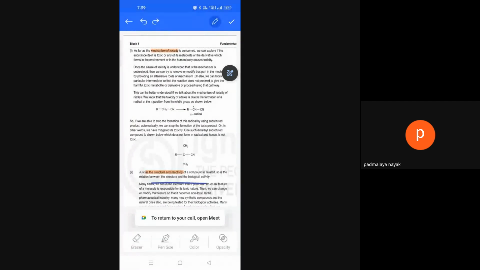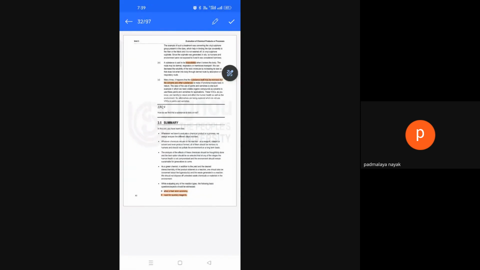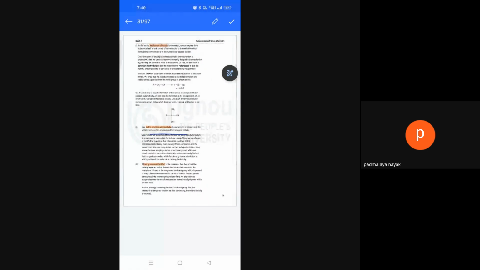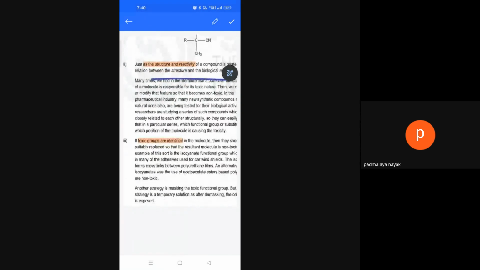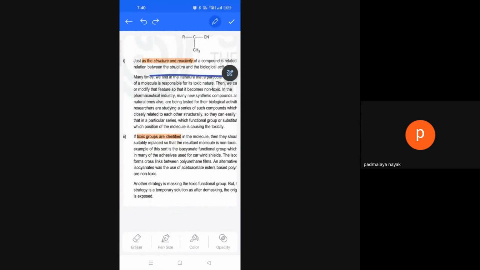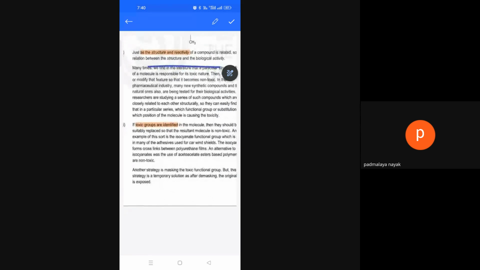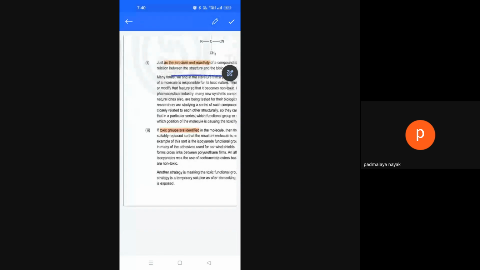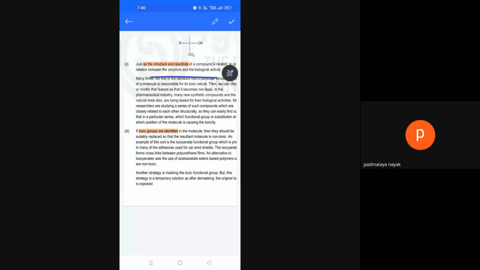Next point, third point I am discussing. Point number third is here. Is it visible, Subhasri? If it is not visible, you should zoom out from your side. Padmalaya, is it visible? Yes, sir. Okay, okay.